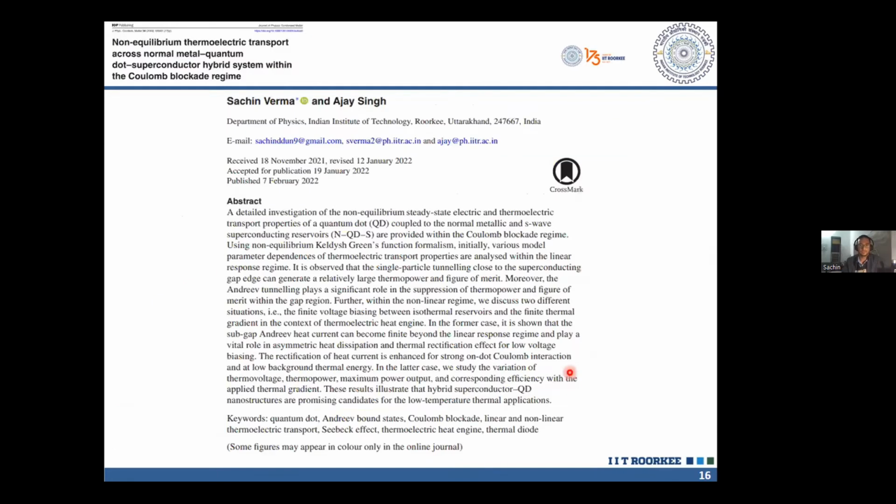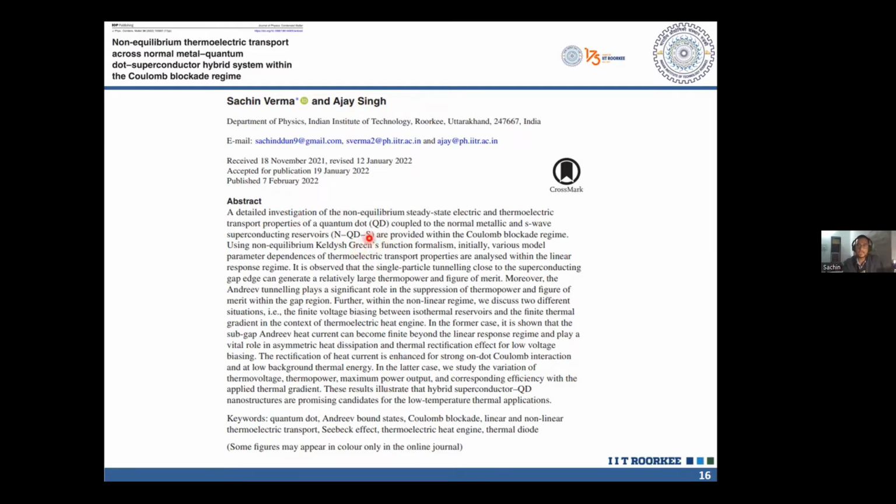Okay, so in that paper, we studied the NQDS device as a heat engine. When there is a thermal bias between these two reservoirs, we also studied the heat transport and Joule heating in this NQDS device. I'm not going to discuss the Joule heating here. I'm just going to describe this NQDS device as a particle exchange heat engine.